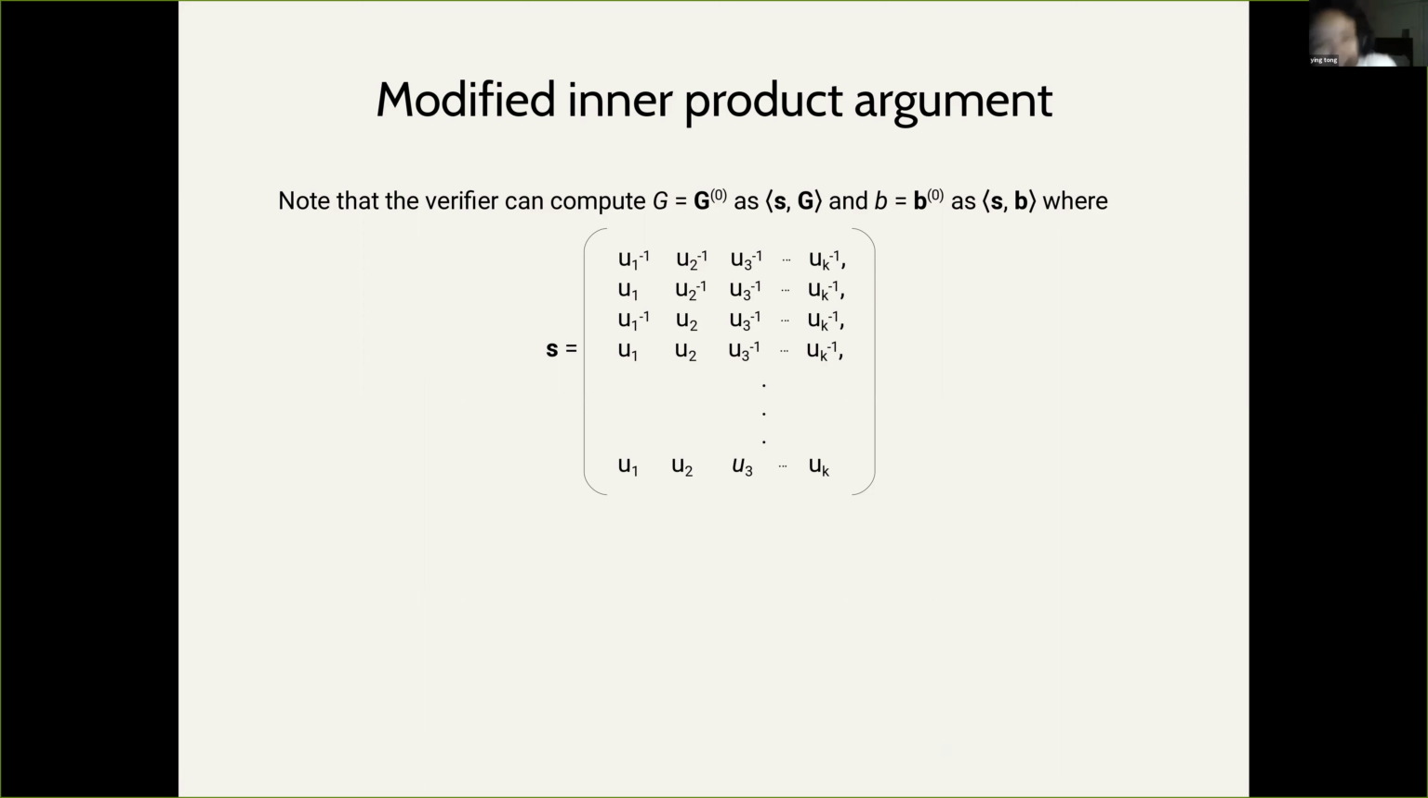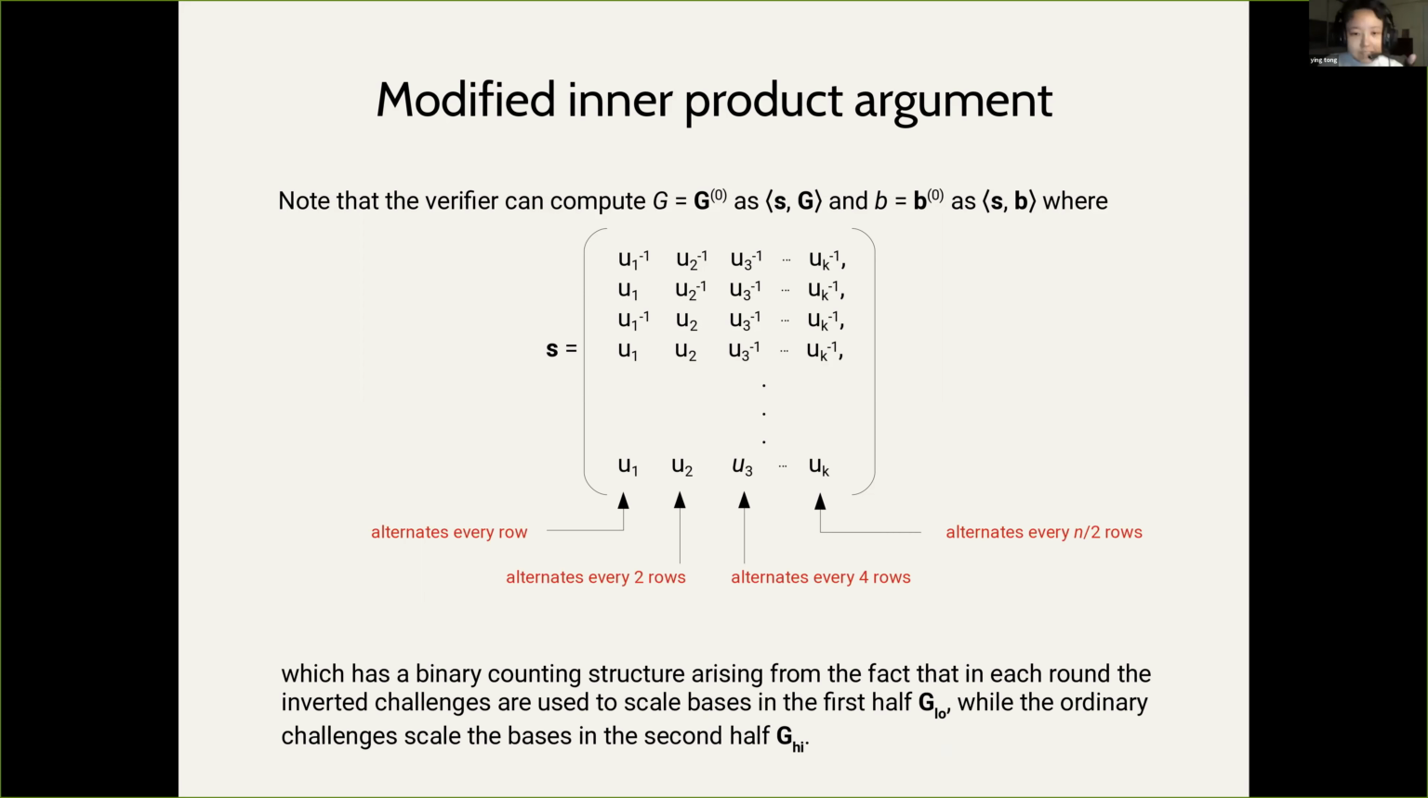Yeah, so the verifier side now. We do need to compute G0 and B0 ourselves. And how we're going to do this is we need all the random challenges, because those were used in the inner product argument to bisect G and B, right? On the next slide, you can see that we can arrange these random challenges in a binary counting structure into this vector S. In the first column, the U1s alternate between inverse U1 and U1.